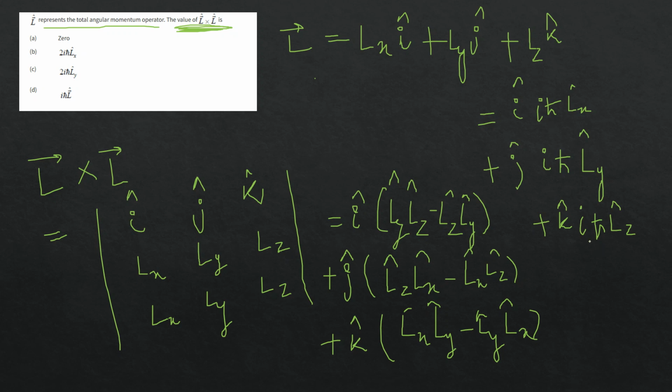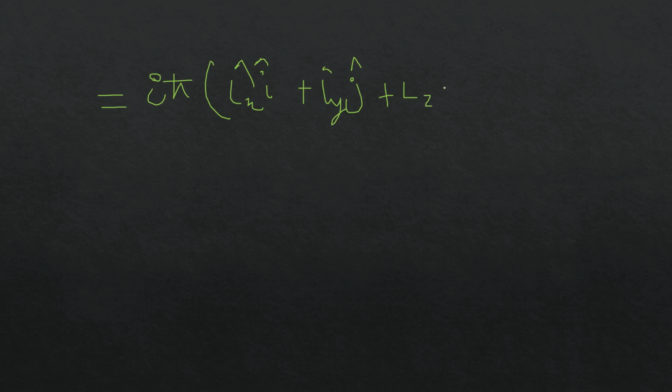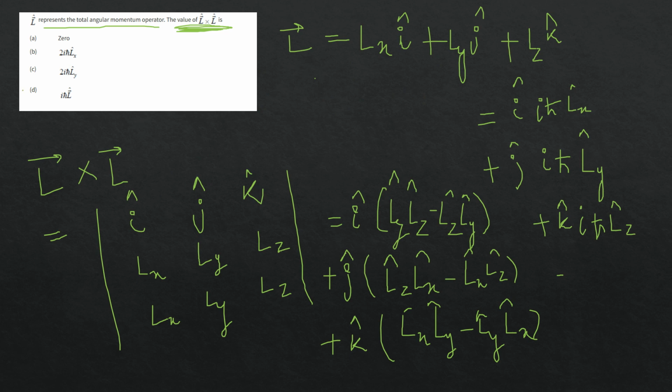And if you take i h cut as common, you will see i h cut times Lx i cap plus Ly j cap plus Lz k cap. So this is what? This is your L vector. So this is your i h cut L vector, right? Yeah, that's it. As simple as that, isn't it? So the option will be i h cut L vector. This one, right? Yeah.